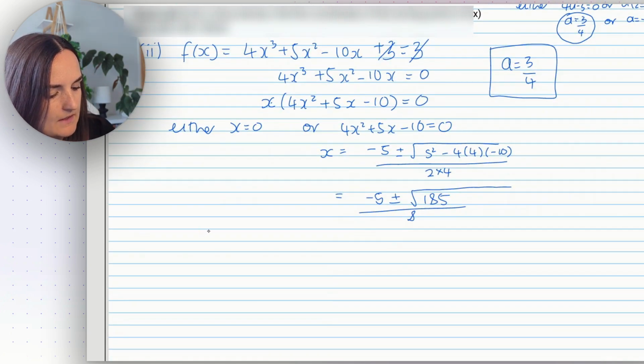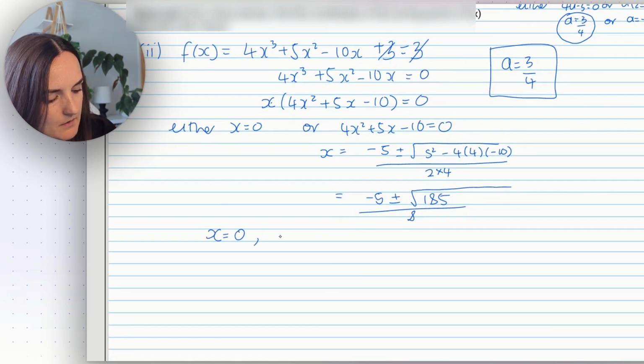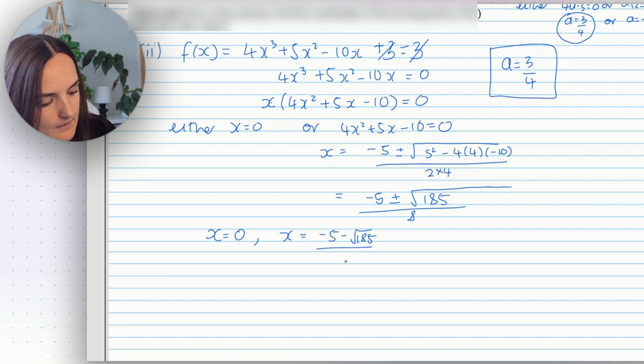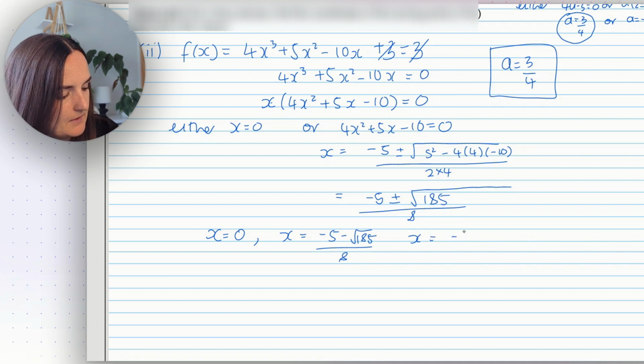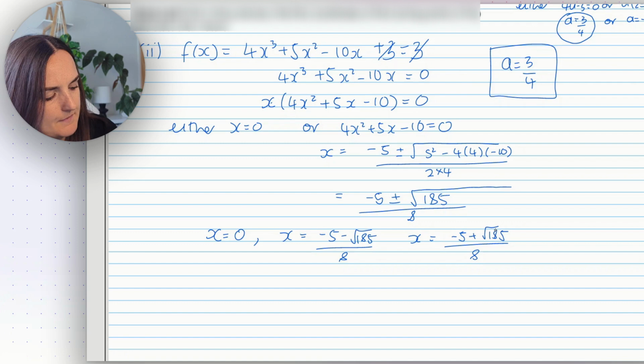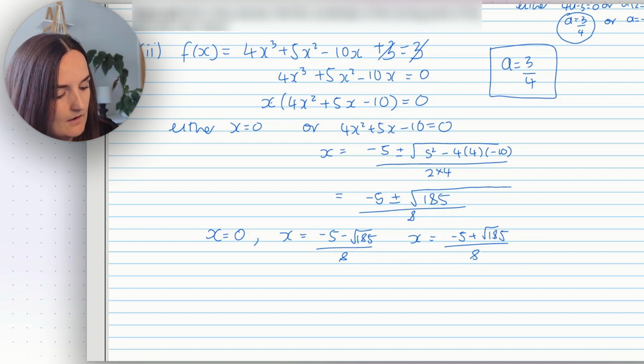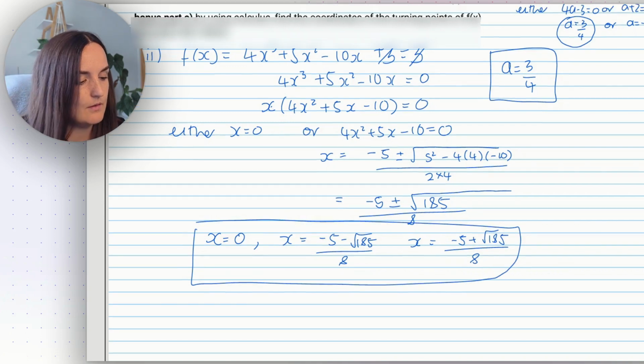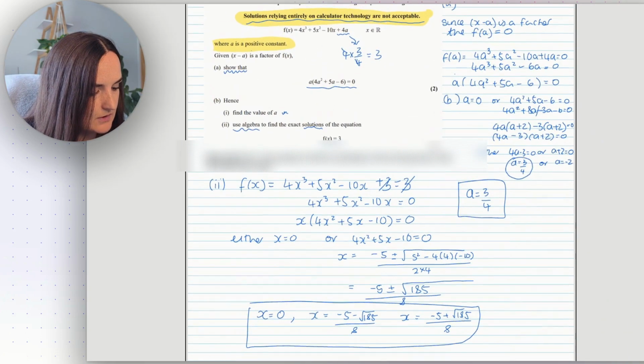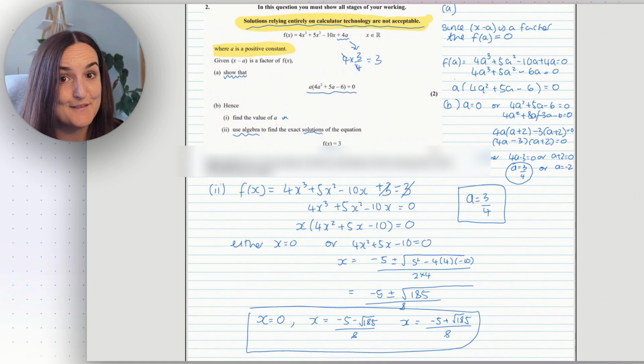So if we make it really clear here, we've got x equals 0, x equals minus 5 minus root 185 over 8, and then x equals minus 5 plus root 185 over 8. You could simplify down the 185, but you don't have to. If you want to, you can. It doesn't matter. They are your three solutions. So that is all of that question completed now. So I'm going to reveal the final bonus part.